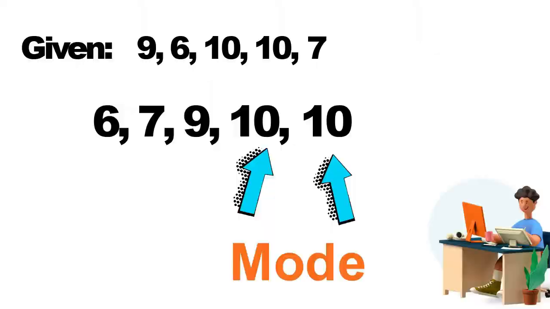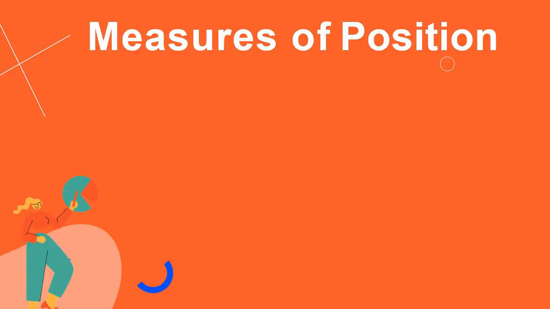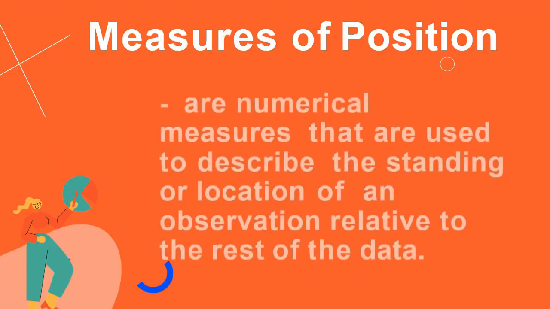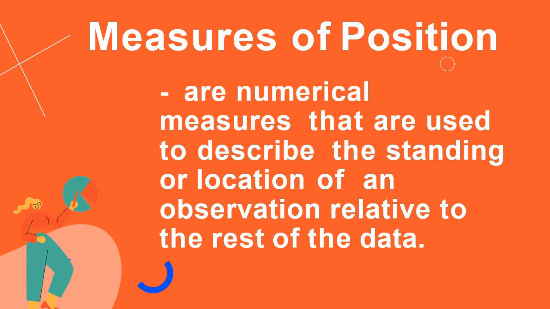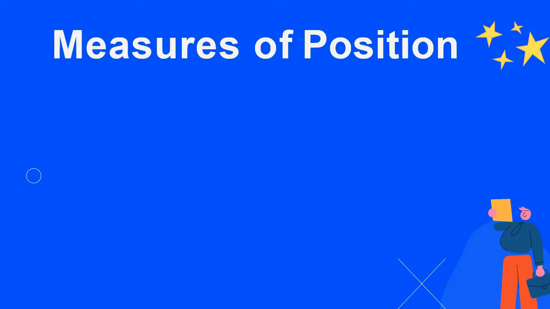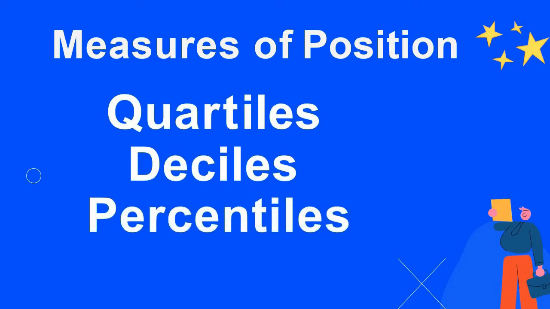Now let's proceed to our discussion, the measures of position. And what are measures of position? These are numerical measures that are used to describe the standing or location of an observation relative to the rest of the data. The most common measures of position are quartiles, deciles, and percentiles.